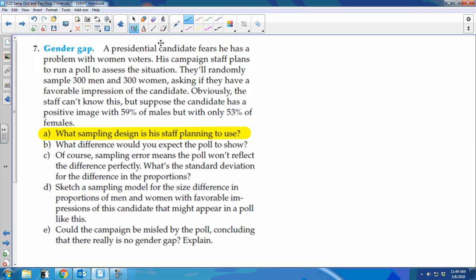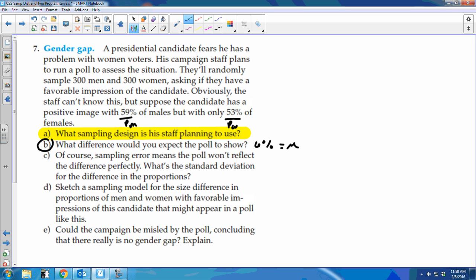On B, non-trick question. What difference would you expect the poll to show? Again, they haven't done the poll. These are the actual numbers for the population. We're pretending we knew those to answer these questions. So if this is what's actually happening in the population, then what difference do you expect to see in the poll? What difference is there? It's not a trick question. 6%. So we expect to see a 6% difference. That's going to be the mean of our model, right?